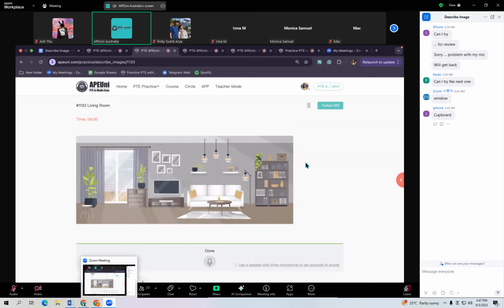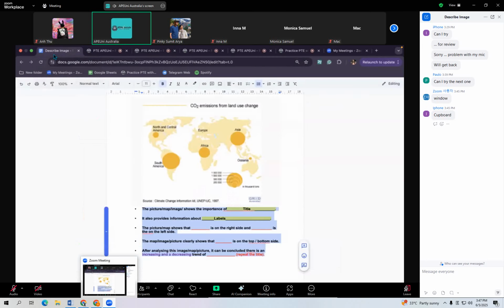maps and images, right? What's the next type? What's the category 3 for today's class?